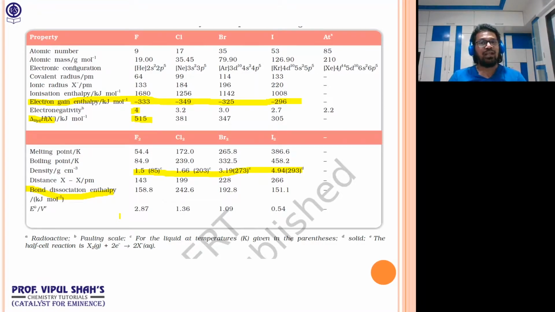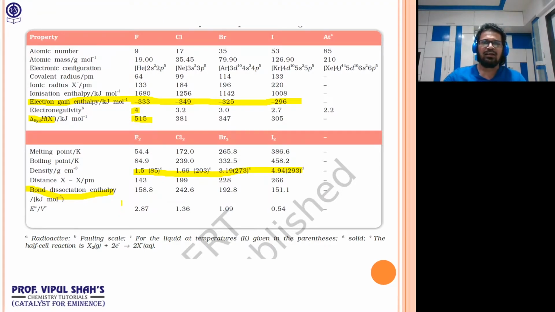So maximum value should be with F, but the order is again like electron gain enthalpy, but not the same. An abnormal order. What is the order? Chlorine Cl2 greater than Br2, greater than F2, greater than I2. So totally different order. Please note this, important. Bond dissociation enthalpy order is Cl2 greater than Br2, greater than F2, greater than I2.